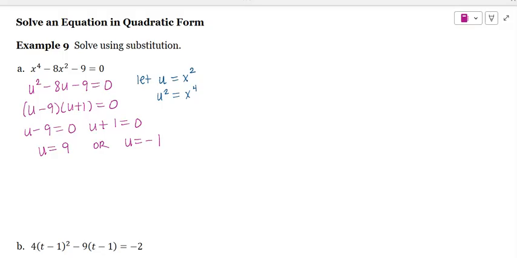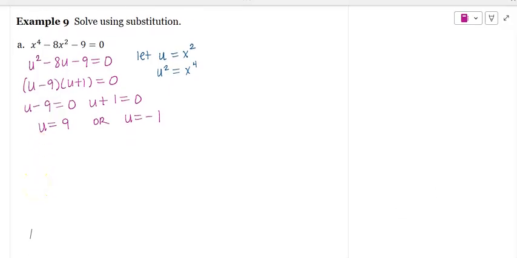We have to go back now to our original variable and substitute it in because our original equation is in terms of x, and what we have written right now is in terms of u. So I'm going to go back to my original substitution and write that x squared is equal to 9 or x squared is equal to negative 1.